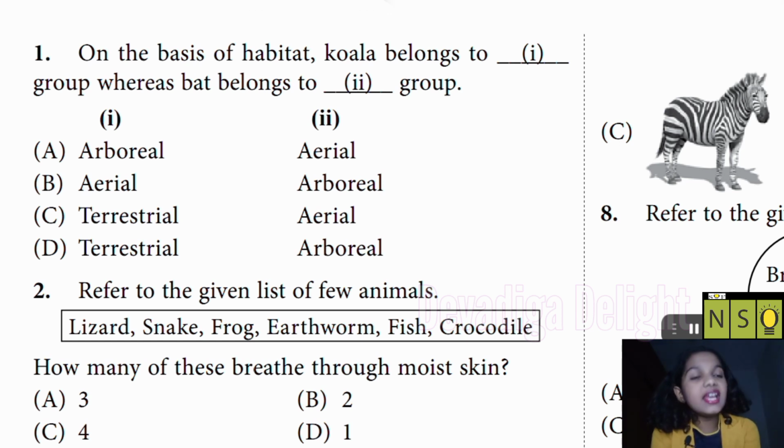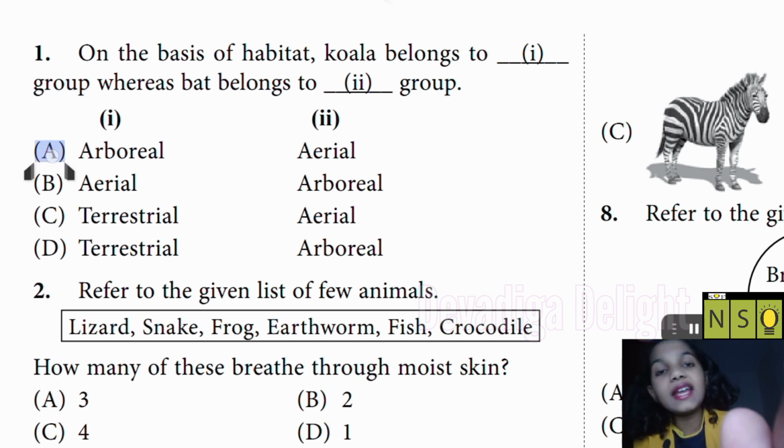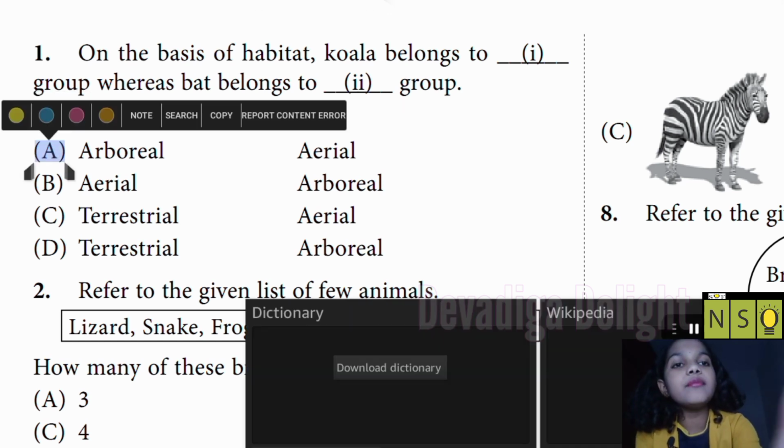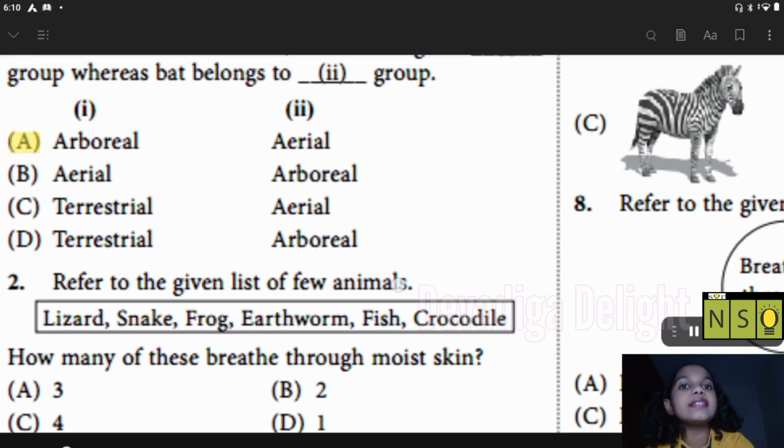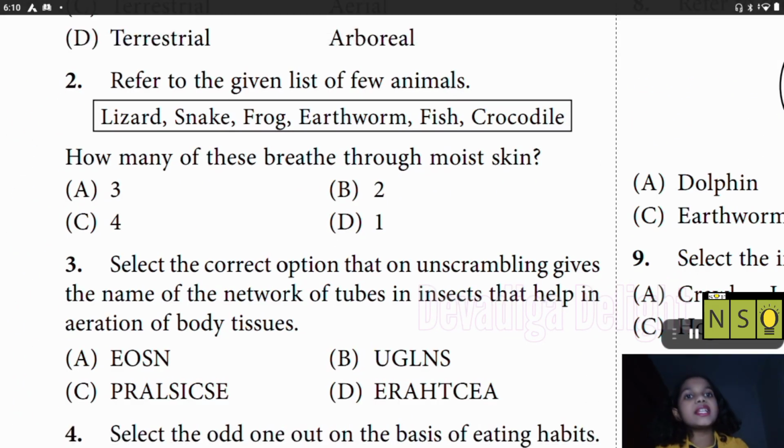And if you still see, the second one is a bat, which belongs to the aerial group, and in A, arboreal and aerial both are there, in correct order. So that means A is the right answer. Now let us see the next one.